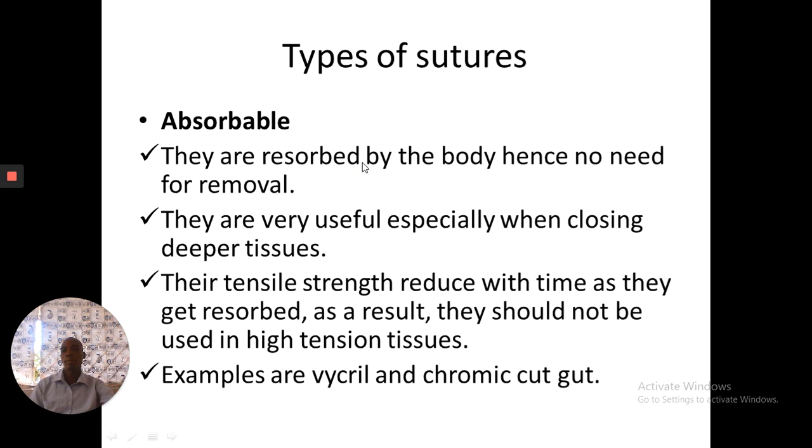Now, the other ones, they are very useful, especially when closing deeper tissues. Their tensile strength, though, reduces with time as they get absorbed, and therefore they are not very good when you are dealing with places where tension is great, because they are going to gap anyway. The examples of these are things like Vicryl and chromic catgut.